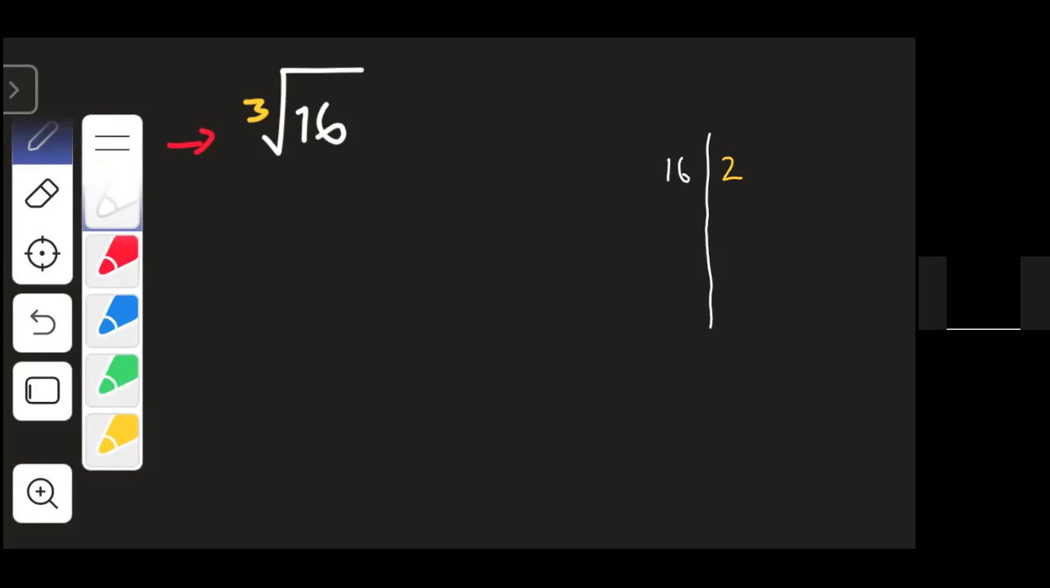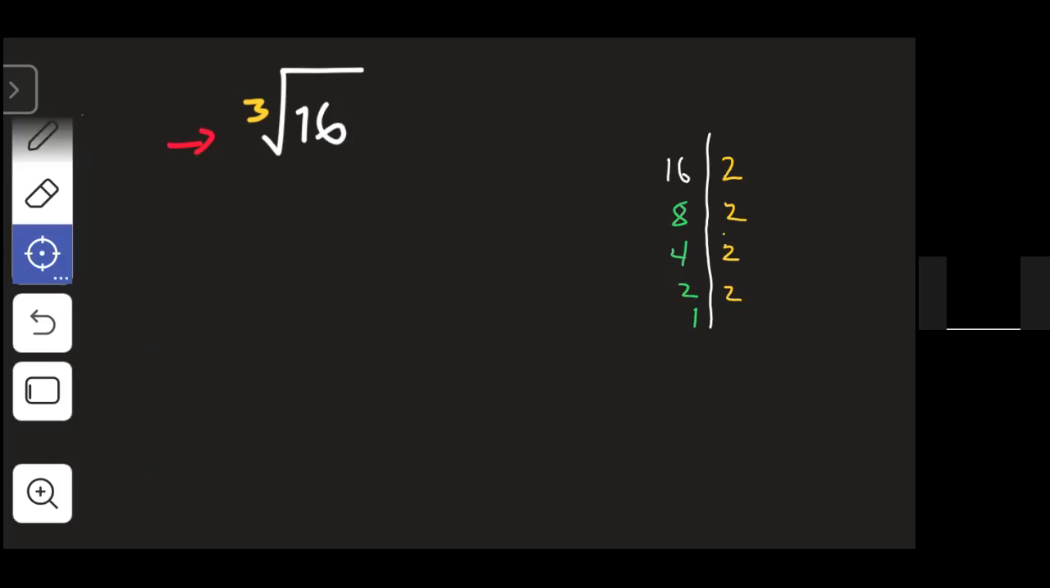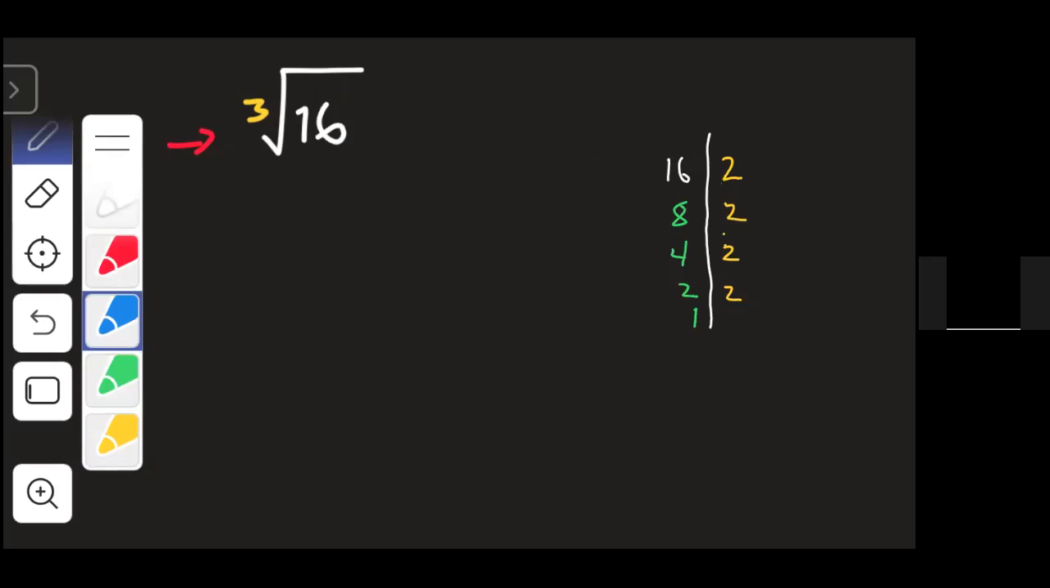What is a half of 16? 8. Correct. What is a half of 8? 4. Thank you. What is a half of 4? 2. All righty. What is a half of 2? 1. You are correct. So what are we going to do, guys? In comparison to the square root, we used to group two terms. In this case, just look at the index. The index is 3. So you're going to make groups of 3. Just as simple as that, okay?